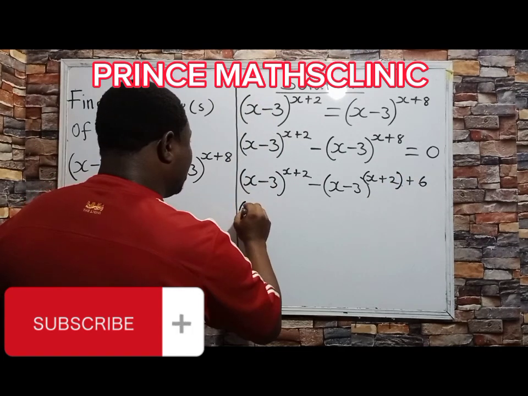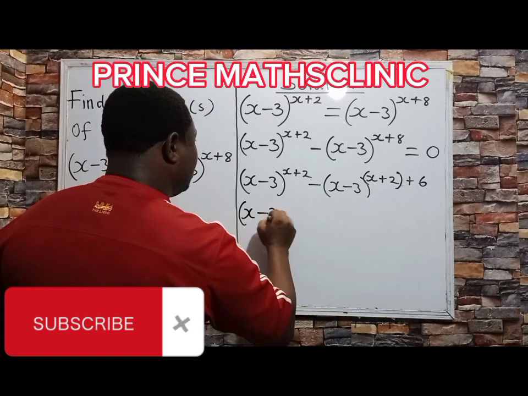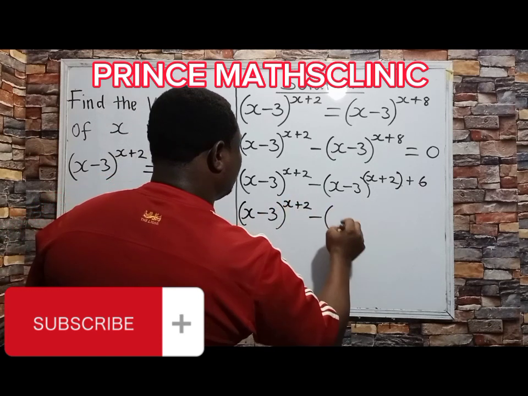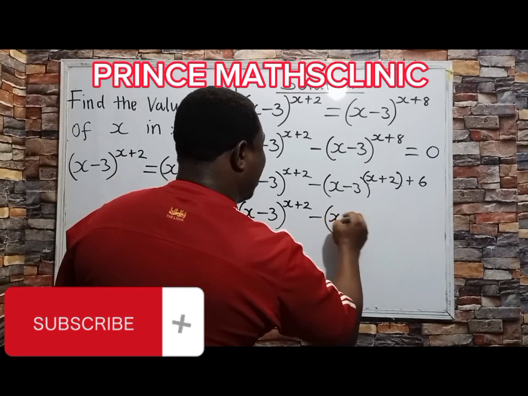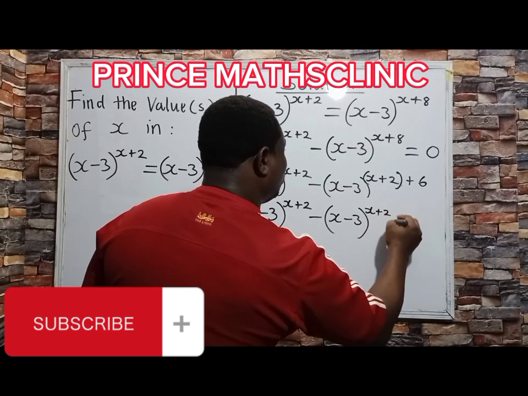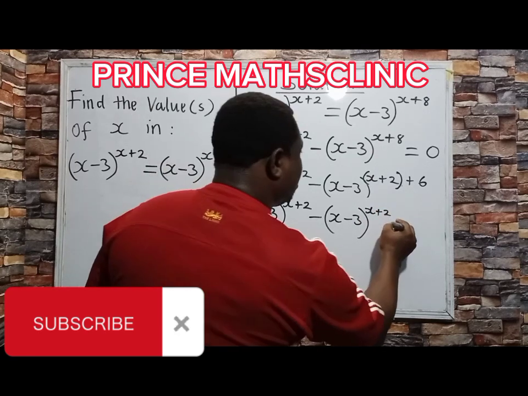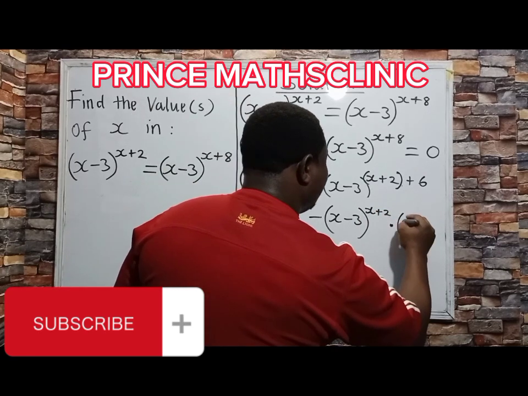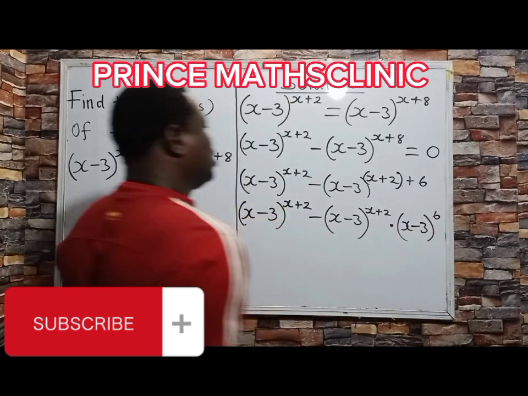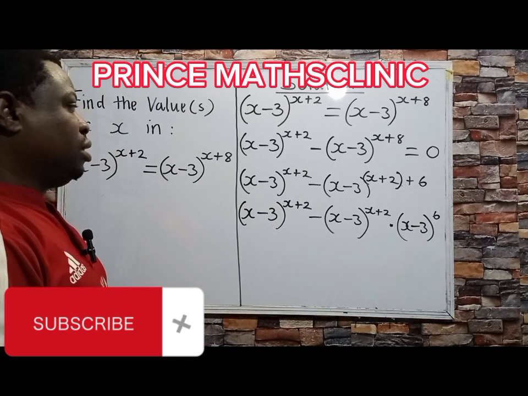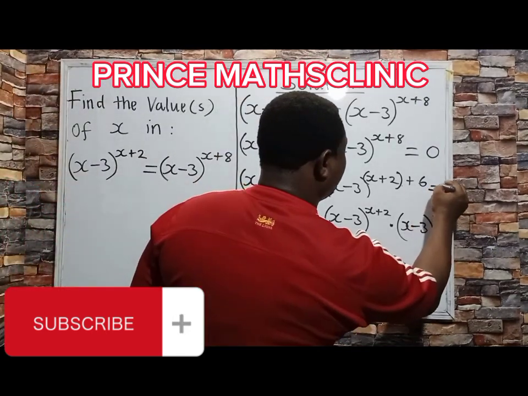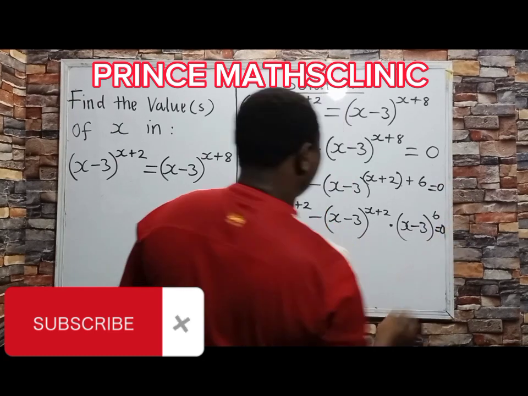So this becomes (x − 3) to the power of (x + 2) minus (x − 3) to the power of (x + 2), times (x − 3) to the power of 6. So what is the next stage? Remember, everything is equal to 0.